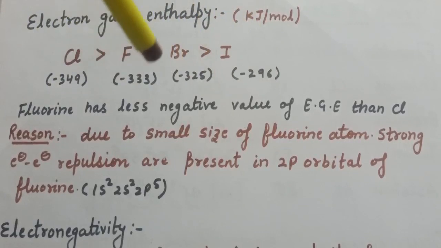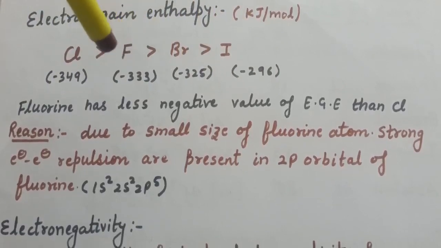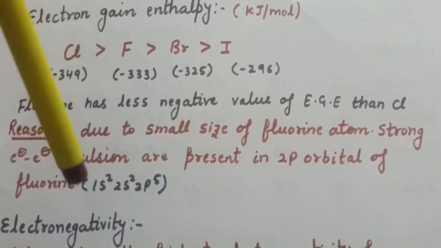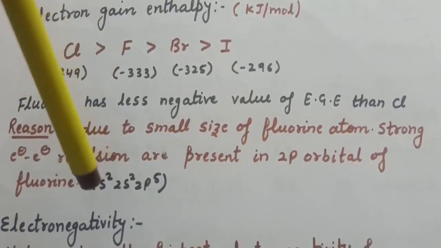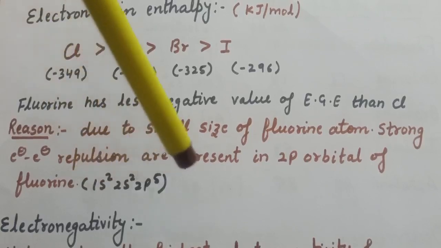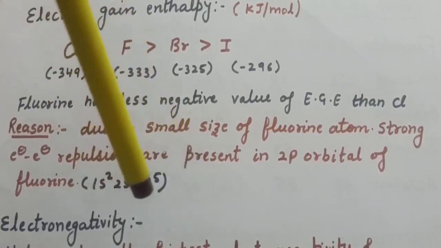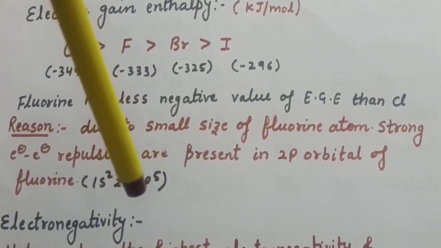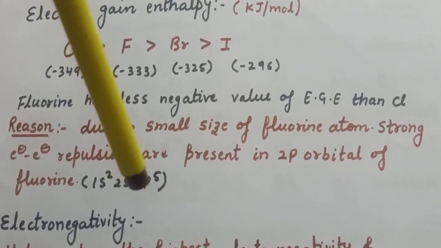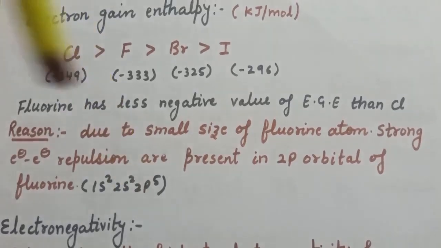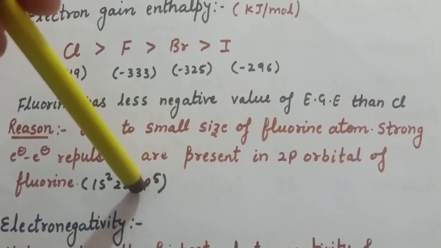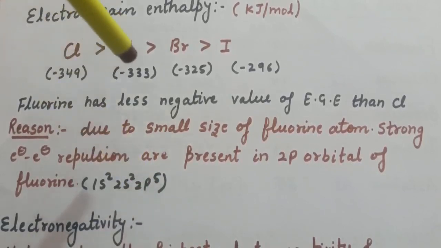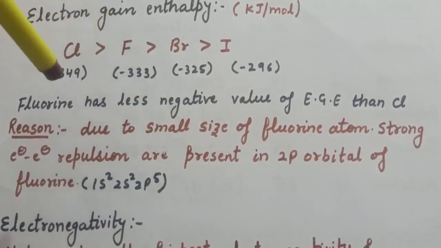Because of the small size of the fluorine atom, strong electron-electron repulsions are present in the 2p orbital of fluorine. The electronic configuration of fluorine is 1s2, 2s2, 2p5, so when we add an electron in this 2p orbital, because of its small size, it experiences repulsion. That is why the addition of an electron is difficult in the case of fluorine, and this is the reason that fluorine has a less negative value as compared to chlorine.